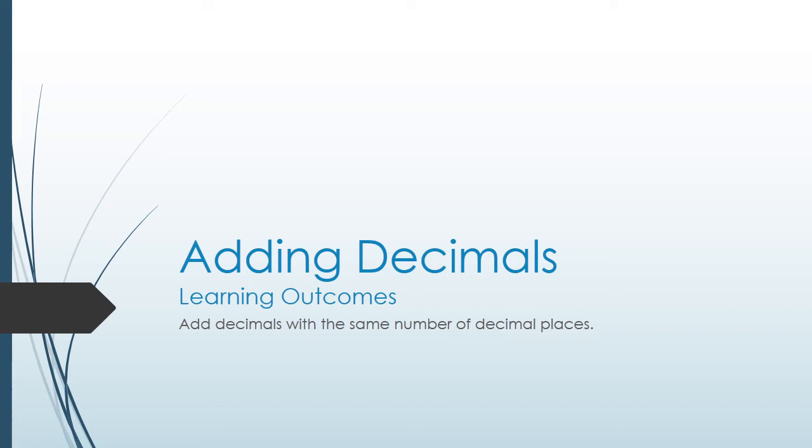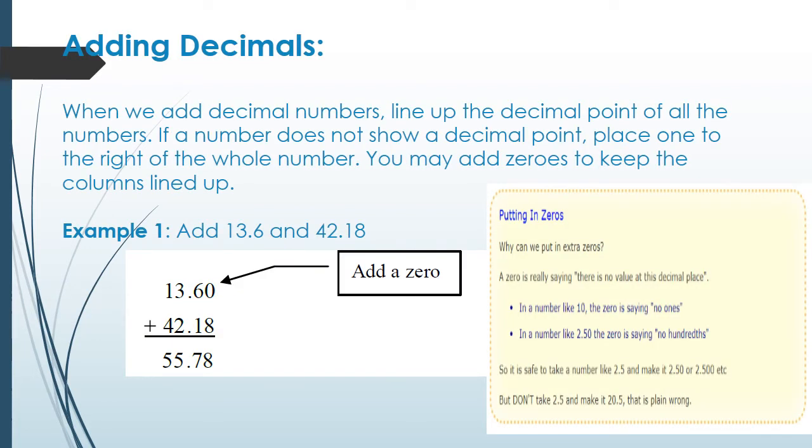Adding decimals. Our learning outcome today: we will learn how to add decimals with the same number of decimal places. Here we will learn the steps we use to add decimals. The first step, you have to line the numbers up and down. Make sure that the decimal point is below the decimal point.